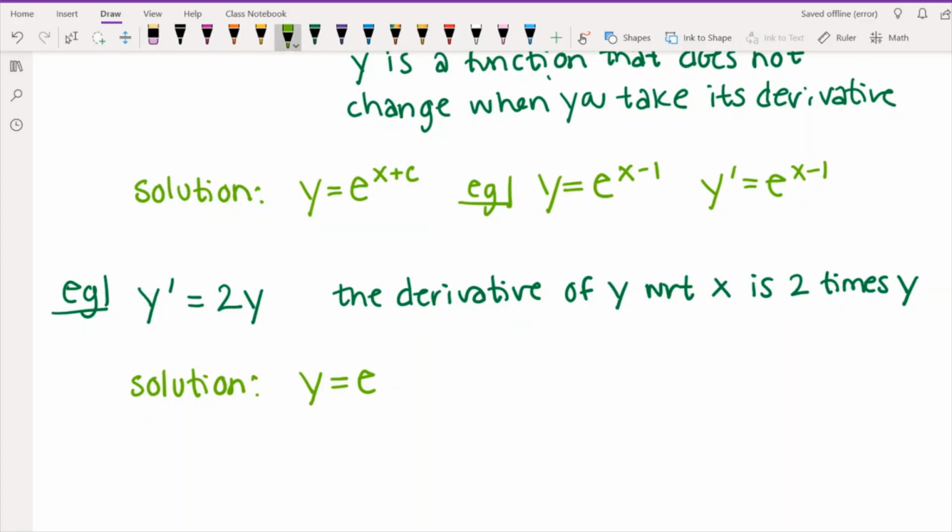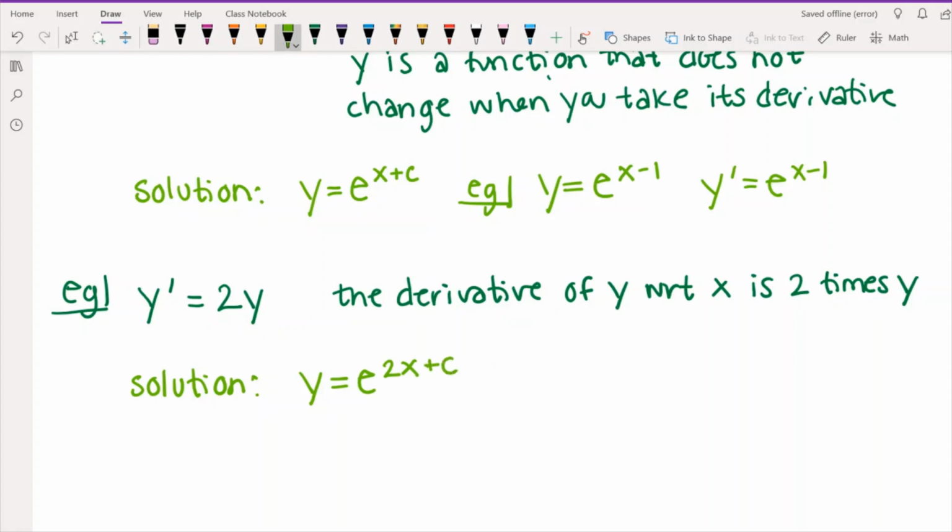Well, if we do e to the 2x, right? Because what happens when you take the derivative of e to the 2x? You get e to the 2x times 2, which is 2 times your original function. So we could add something here.